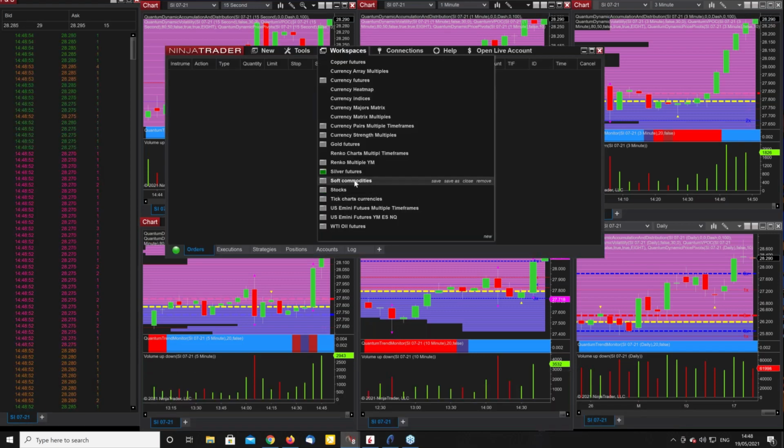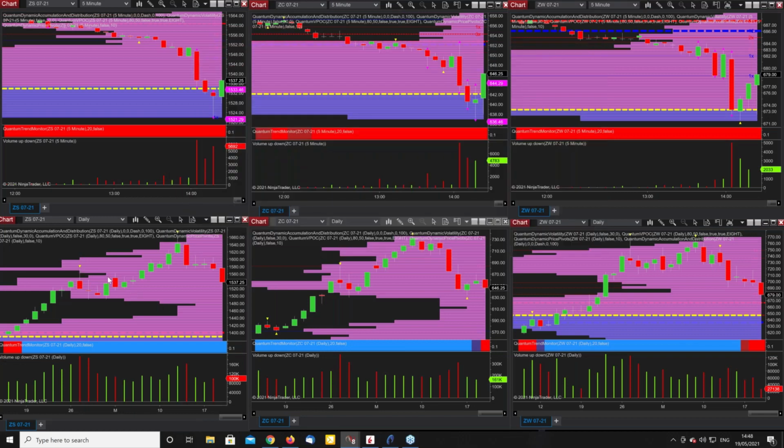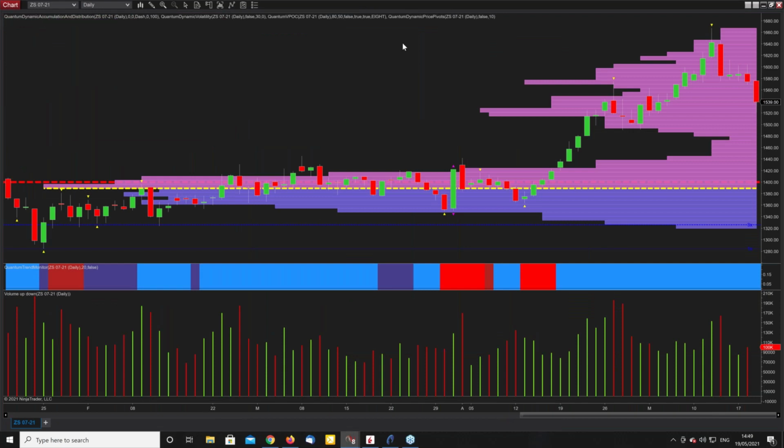Let's have a quick look at softs. Softs have been rampaging. They've come off a bit. This is the ZS, the ZC, and the ZW. It doesn't really matter which one we pick because they've all been doing pretty much the same thing. This is soybean. We've had a top go in, heavy selling, no great surprise. We've had this tremendous run higher, and it's been going on for longer than the last couple of months or so. Now we're starting to see some profit taking coming in.